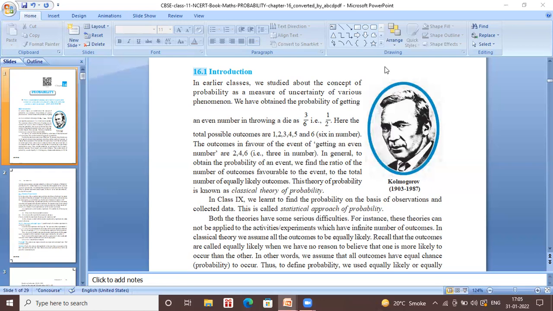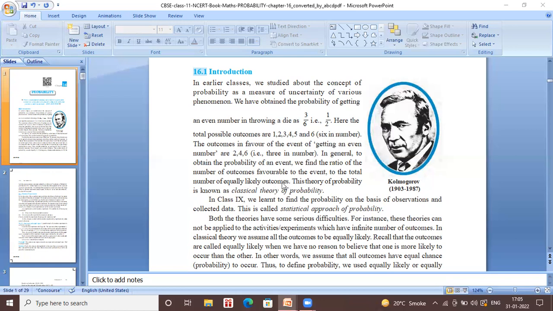Here the total possible outcomes, as I already told you, are 1, 2, 3, 4, 5, 6. The outcomes in favor of the event of getting an even number are 2, 4, 6. Therefore, in general, to obtain the probability of an event, we find the ratio of the number of outcomes favorable to the event to the total number of equally likely outcomes. Here the most important term is equally likely outcomes.